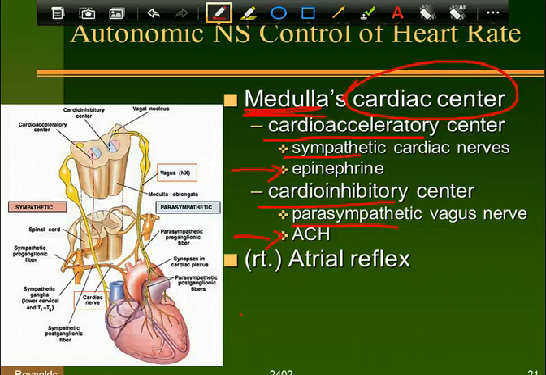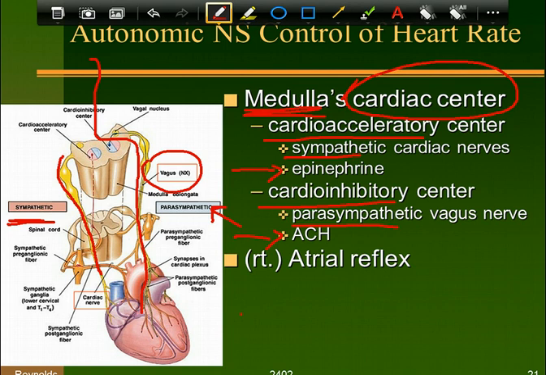Here's a look at the nerves coming down. Again, let's go parasympathetic over here. Remember your vagus nerve, nerve number 10, comes down from the brain, comes down the spinal cord, comes out here, goes down over here. For the sympathetic control, it's a spinal nerve. There's no cranial nerve that carries out those impulses going to the heart.